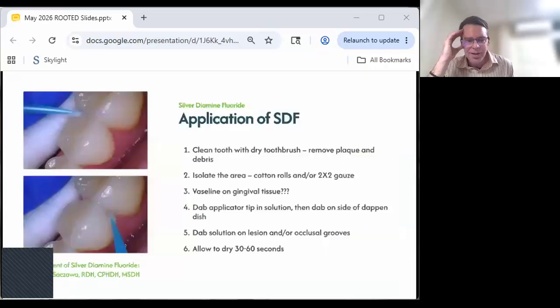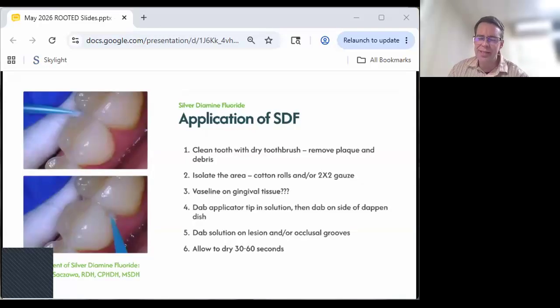Next. As far as application, the most important thing with application is making sure it's as dry as possible. And so you may have heard in the literature about using floss. One of my favorite applications of using this is painted in between the teeth interproximally and interdentally. I will use a micro brush, and I basically will use that silver diamine fluoride. You will never see a color change if you get it early enough. But dry, paint it on and allow it to dry for about 30, 60 seconds.